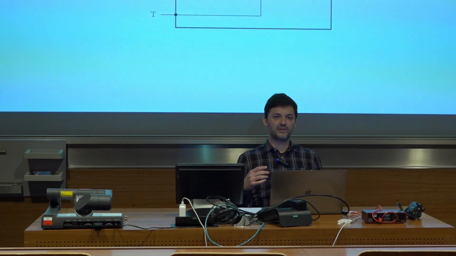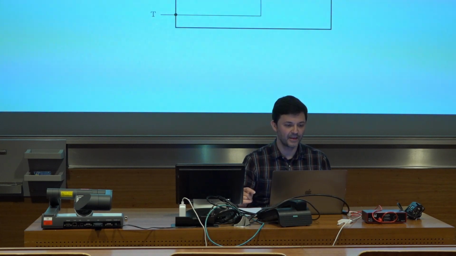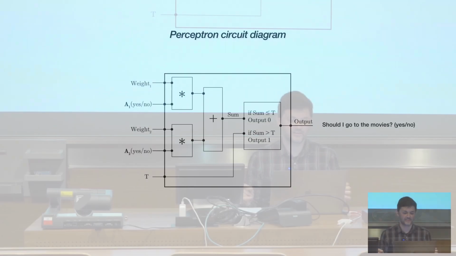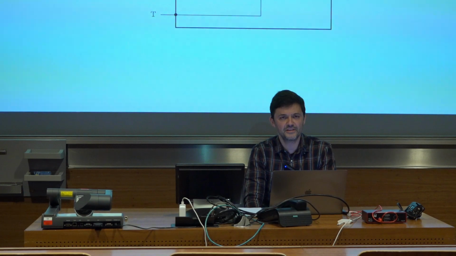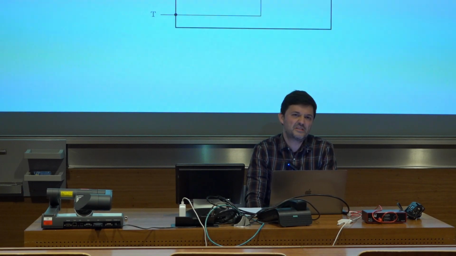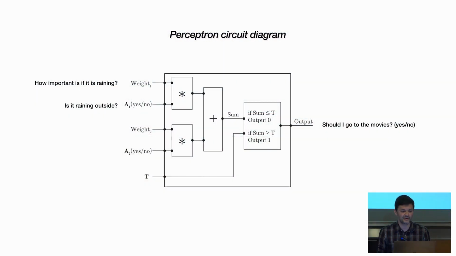What elements are there to a perceptron network? As you can imagine, certain aspects of our decision making can be more important than others. For example, is it raining outside? Yes or no? But then I can ask how important it is if it is raining. Is this some major criterion, or is this something not so important? So you can weigh certain decisions.